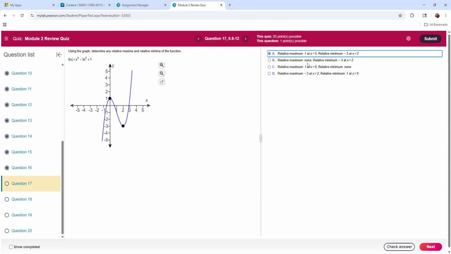It can't be B because it said no maximum. It can't be C because that said no minimum. And then D has them backwards. It's got the maximum of -3 at 2, but that's the minimum. So it's got them backwards on that one, okay? So just be careful. They're switching up them max and mins on that one.